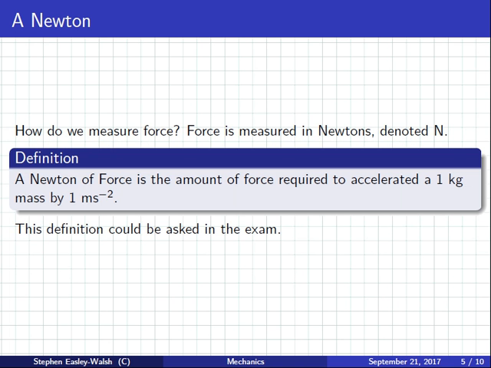Now, my grammar's bad. What's wrong with my grammar? I have a typo here. I have the wrong tense, yeah. I mean, I did that on purpose. Can you spot the mistake in the definition? It should be: a Newton of force is the amount of force required to accelerate, not accelerated. Please don't write the D. Accelerate a kilogram mass by 1 meter per second squared.